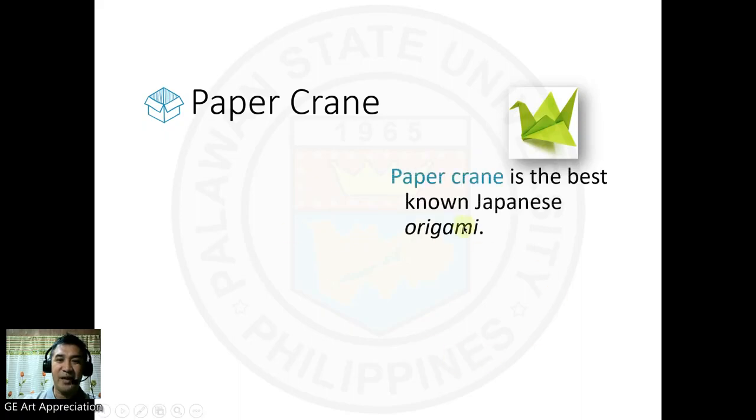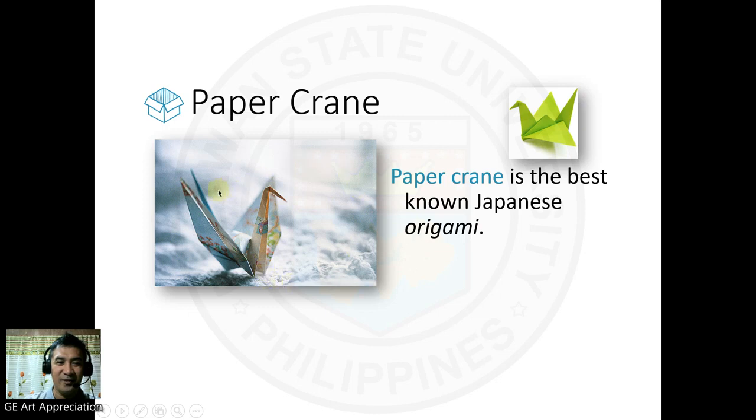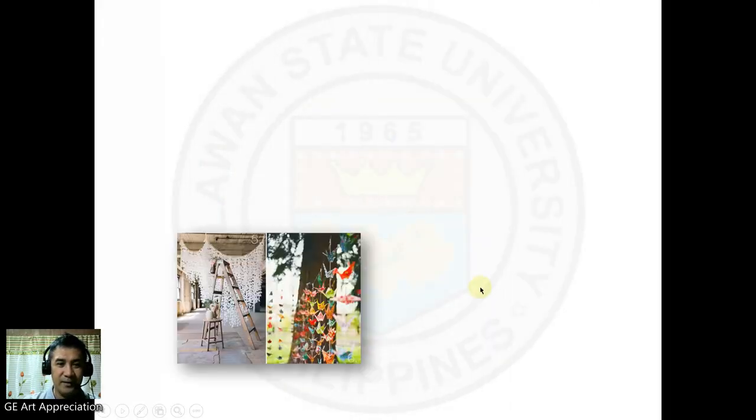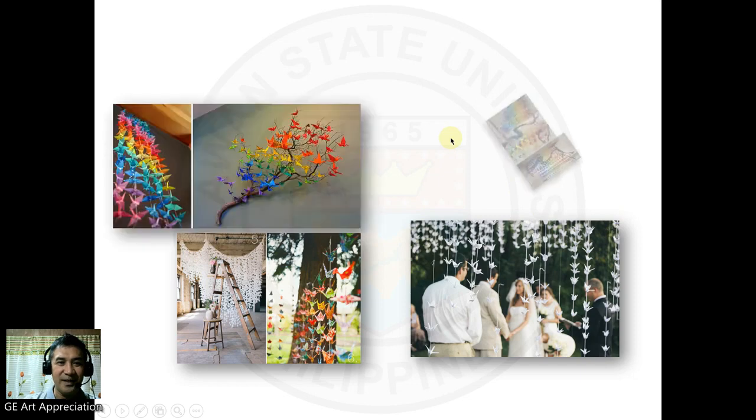We have the paper crane. Paper crane is the best known Japanese origami. Okay. Yeah, I don't know during your high school, because during my high school I was able to experience origami. Okay. Here. It is actually used for decorations, no? Decorations siya, no? So, ibig sabihin, may purpose talaga yung origami. Okay, so the purpose is for decorations for any occasions, no? Like wedding, birthdays.